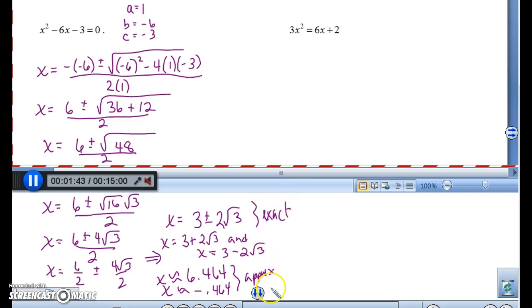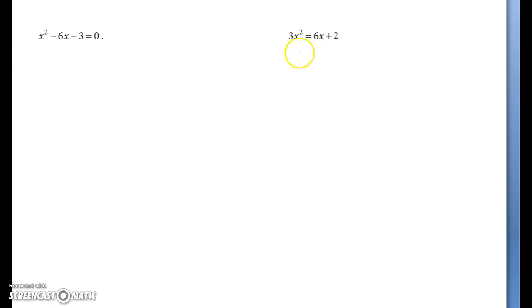Unless you are asked for an approximation, leave it in radical form, and simplest radical form if you can. All right, let's try the other problem. 3x squared equals 6x plus 2.